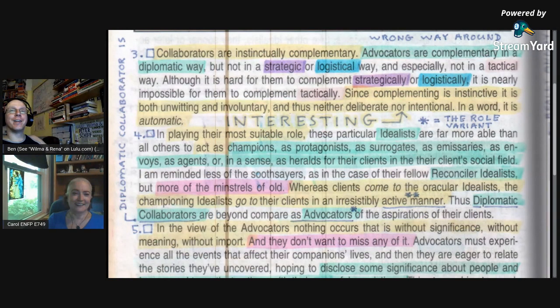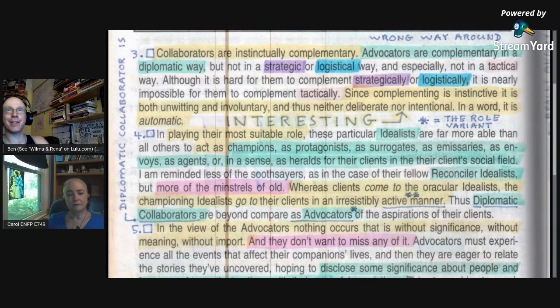Right, here we go. Collaborators are instinctively complementary. Advocators are complementary in a diplomatic way. That's complementary with an E, folks. Complementary in a diplomatic way, but not in a strategic or logistical way, and especially not in a tactical way. Although it is hard for them to complement strategically or logistically, it is nearly impossible for them to complement tactically.